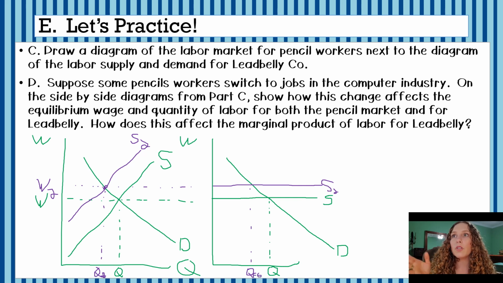Now we have shown the change in the equilibrium wage and the quantity of labor for both the market and for the firm. And now, how does this affect the marginal product of labor for Leadbelly? Well, to do that, this is our marginal product, or I should say marginal revenue product. This is that right there, and you'll notice that at this point, marginal revenue product was right there before, now it's up here, so it's higher. It has increased. So the answer to that would be it has increased the marginal revenue product for labor.